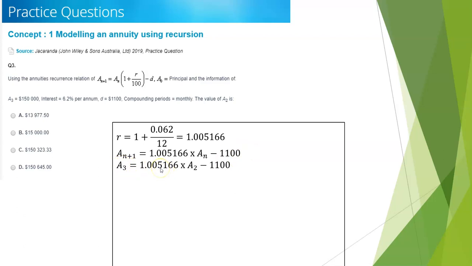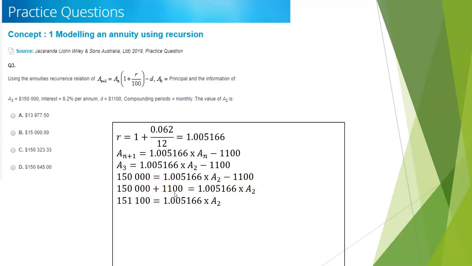Our A3, we're going to substitute in for that. Now we know that A3 is 150,000, so we put that on this side. Now we have to solve for A2. So I've got take 1100, so I take it to the other side as plus 1100. So 151,100 equals the interest rate plus R times by A2. So if this is a times sign on this side, when I take it to the other side, it becomes divide by. So A2 is 151,100 divided by our R value, which gives us $150,323.33, which is C.